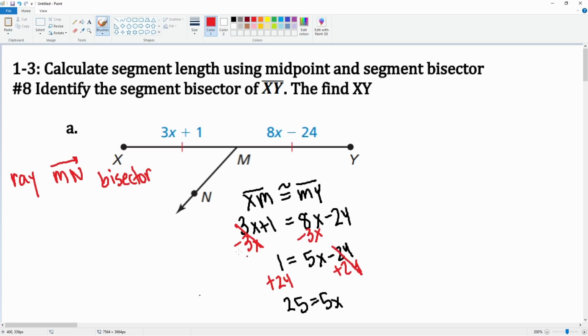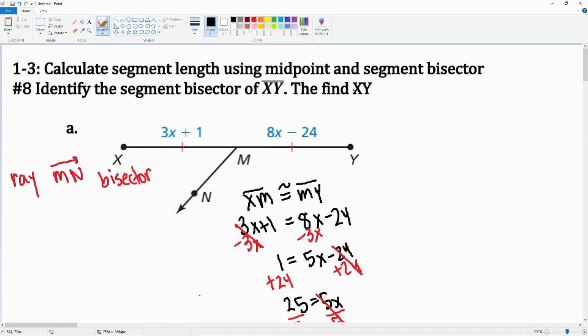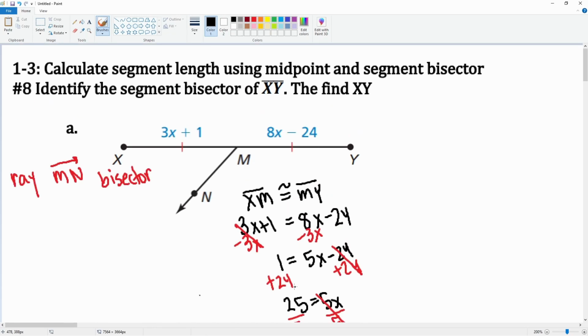Now x is not alone. We have to solve for x, so we're going to divide this by 5 to both sides. This cancels out to make a 1, leaving you with 5 is equal to x. Okay. Now they want to ask us to find XY. Well, we have x is equal to 5. Let's look for XY. XY is made up of XM plus MY.